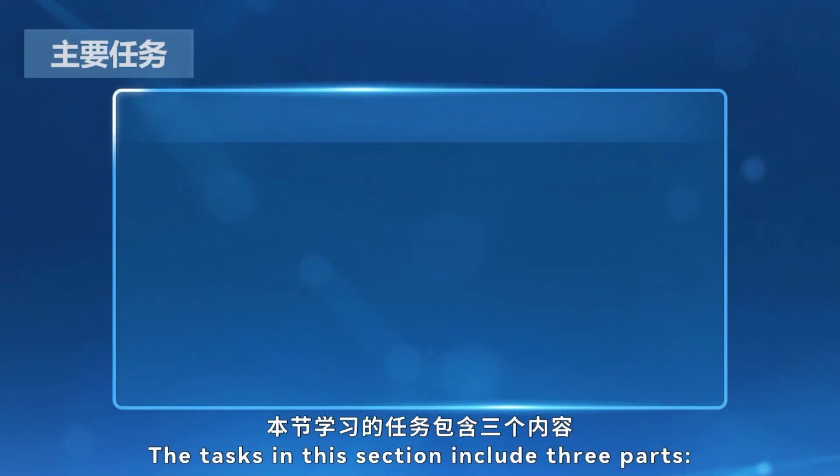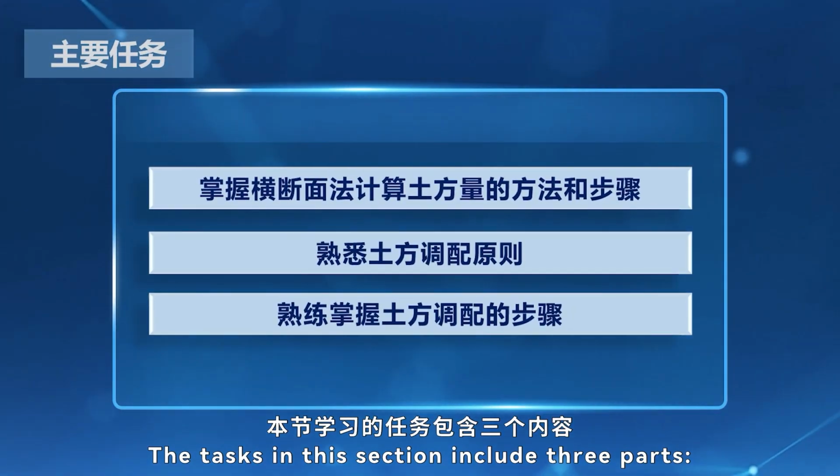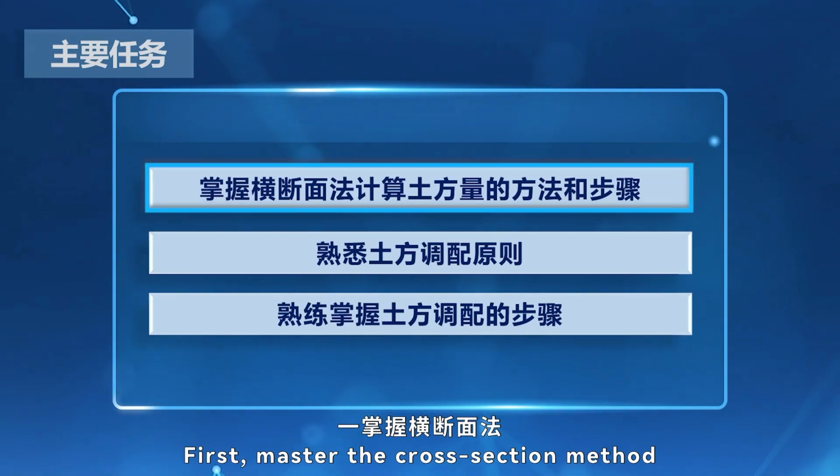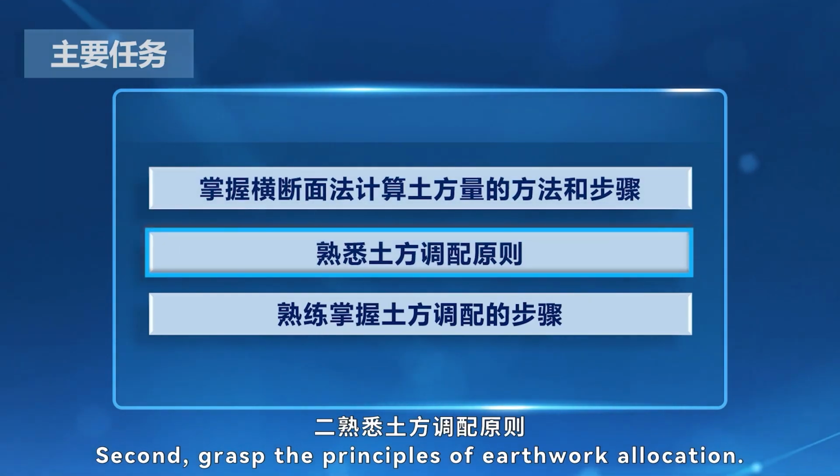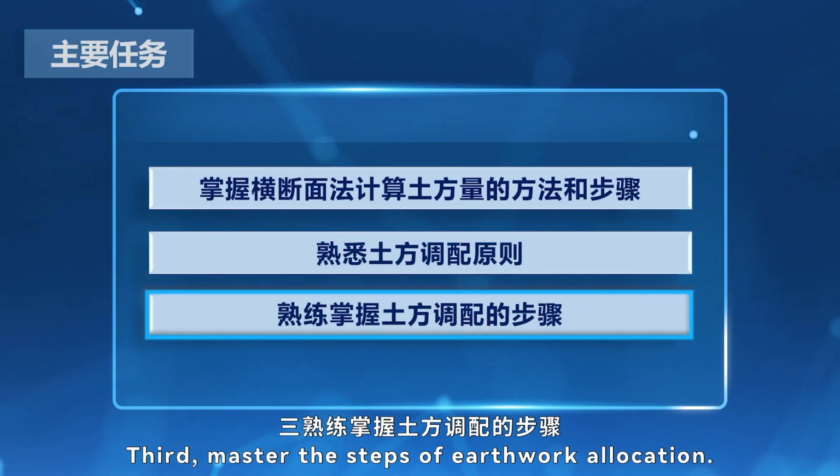The tasks in this section include 3 parts. First, master the cross-section method and the methods and steps of calculating earthwork volume. Second, grasp the principles of earthwork allocation. Third, master the steps of earthwork allocation.